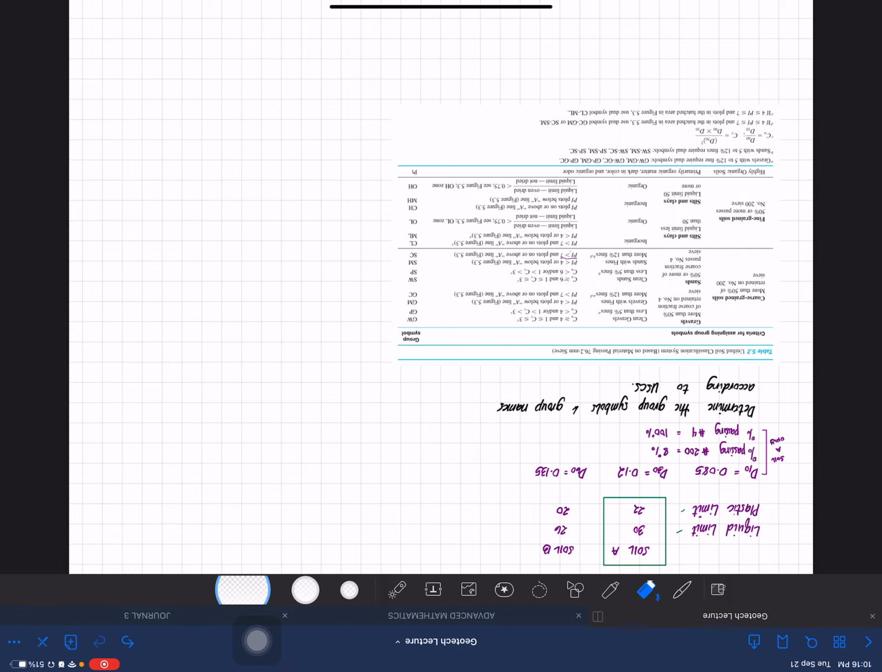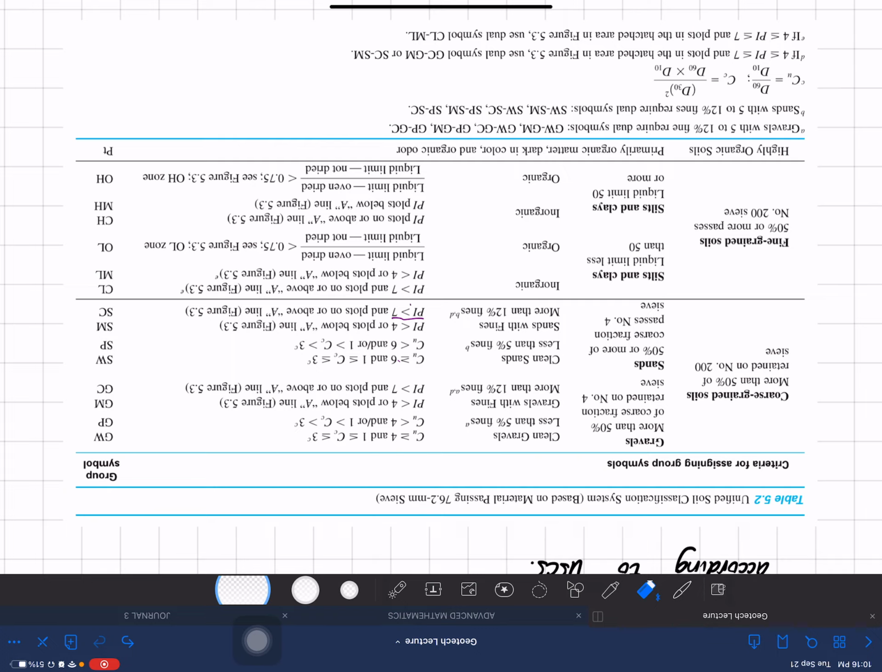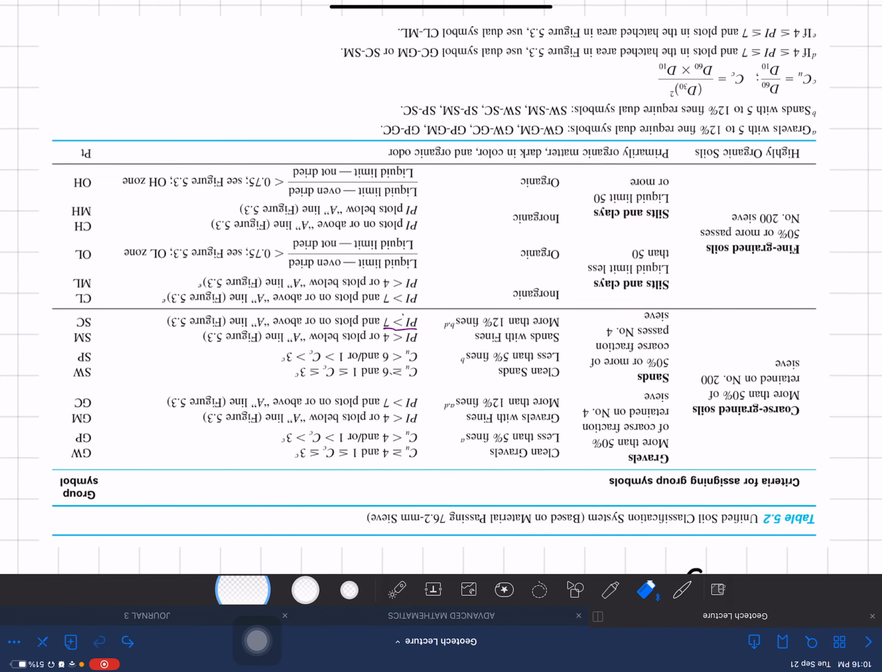Now, how do you classify the soil according to USCS? Well, first, pareho lang siya sa AASHTO. You have to determine the percent passing at the number 200 sieve. So, ang pagbasa natin dito sa table is from left papuntang right.